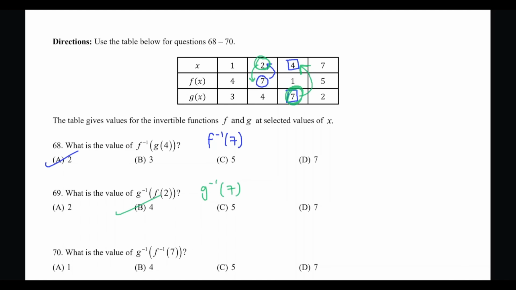What is g inverse of f inverse of 7? Let's be a little careful here. G inverse of f inverse of 7 means the value of x when f is 7. So f is 7 here, x value is 2. So I'm looking for g inverse of 2. G inverse of 2 means the x value when g is 2. So g is 2 here, x is 7. So our answer is 7, which is option D.